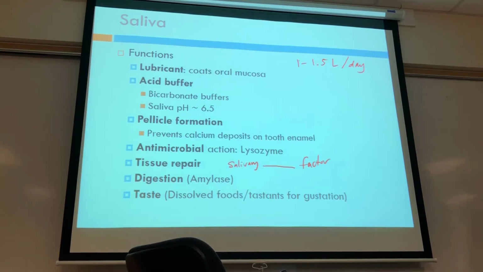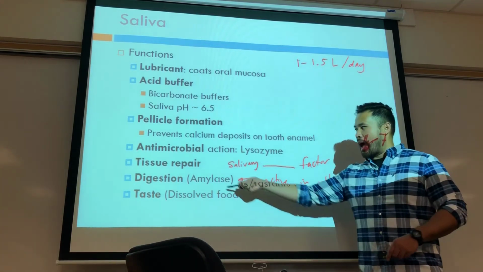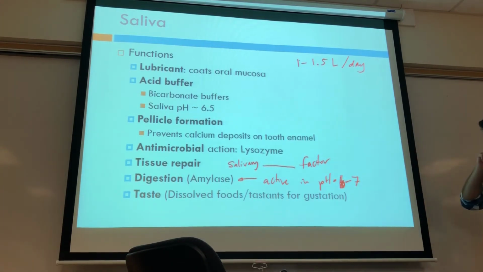Also in saliva, contributing to digestion, is amylase. Amylase is active, which we'll see later on, in a pH of about 6 to 7. We'll learn later what's going to inactivate amylase. Okay, taste, which we described earlier.